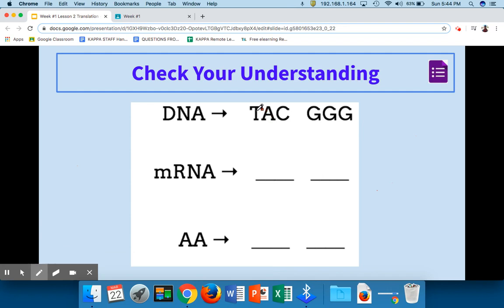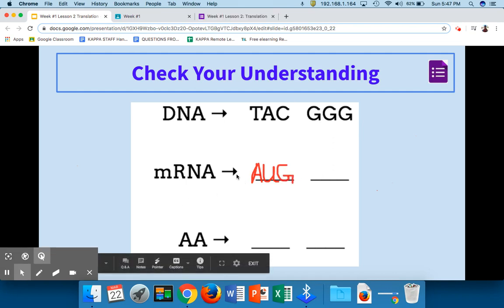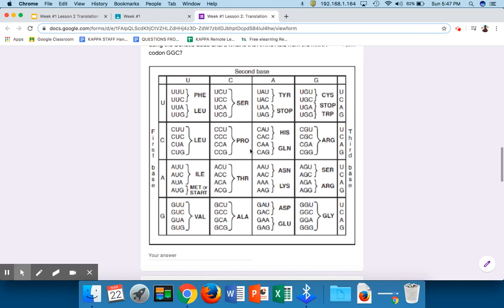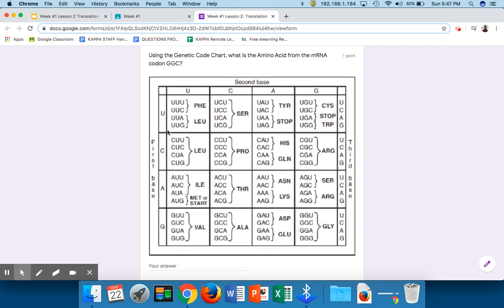So I have to turn DNA into mRNA. So T would pair with, you can do it with me if you want, A. A pairs with U. C pairs with G. So now that I have AUG, I have to use my genetic codon chart. And in your check for understanding, you'll have it with the question.